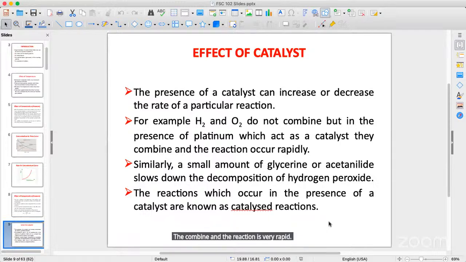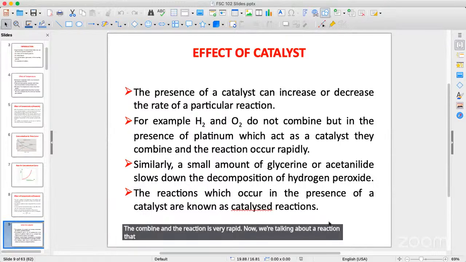Now we're talking about a reaction that doesn't even take place at all. Even if it does, because there are times when we say, okay, reaction doesn't take place. It doesn't mean there's no reaction. It's just too slow to observe.